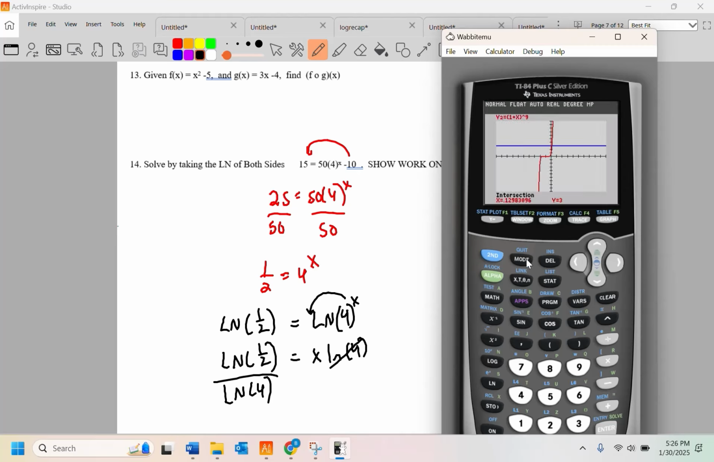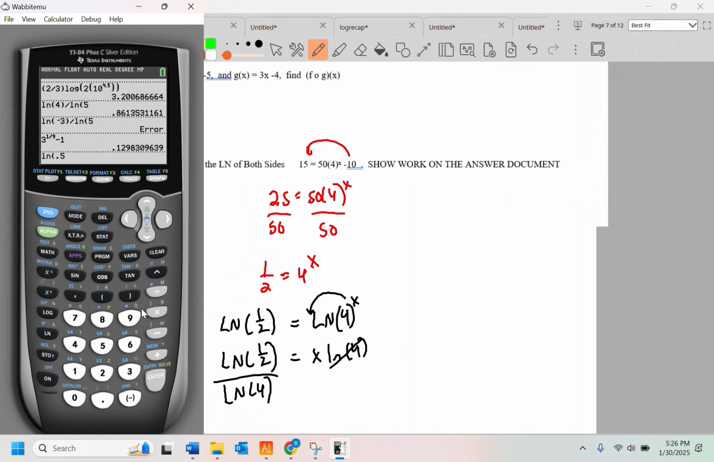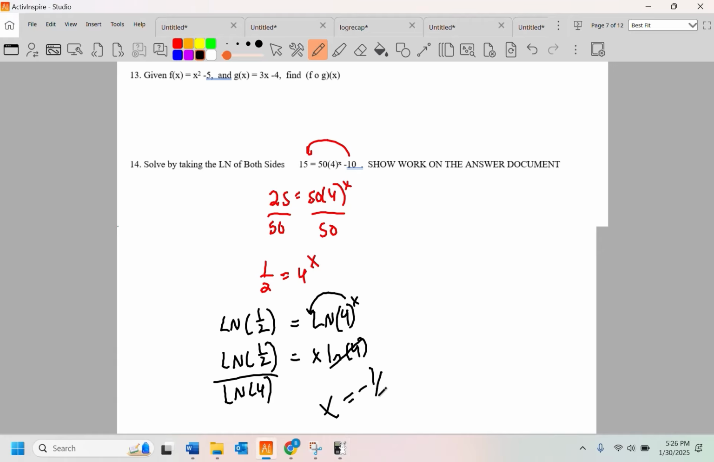So I have ln of a half divided by the natural log of 4. And I was right. It was negative 1/2. So x is negative 1/2. You know, I knew that. I didn't say what it was, but this is how I knew it. Because 4 to the negative 1/2 is 1 over 4 to the 1/2, which is 1 over the square root of 4, which is a half.